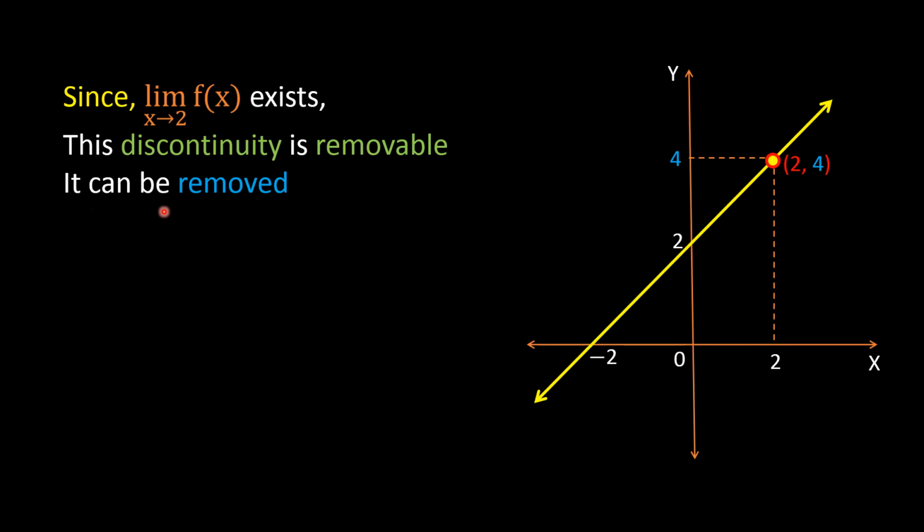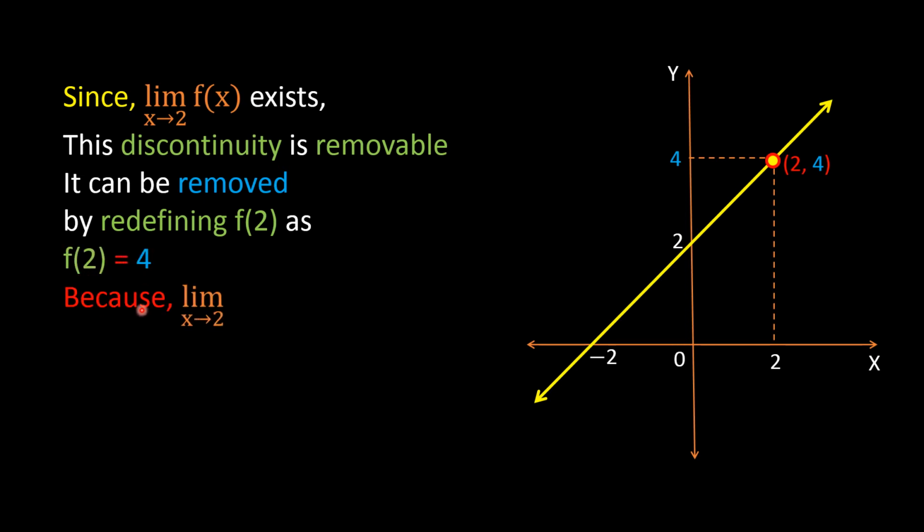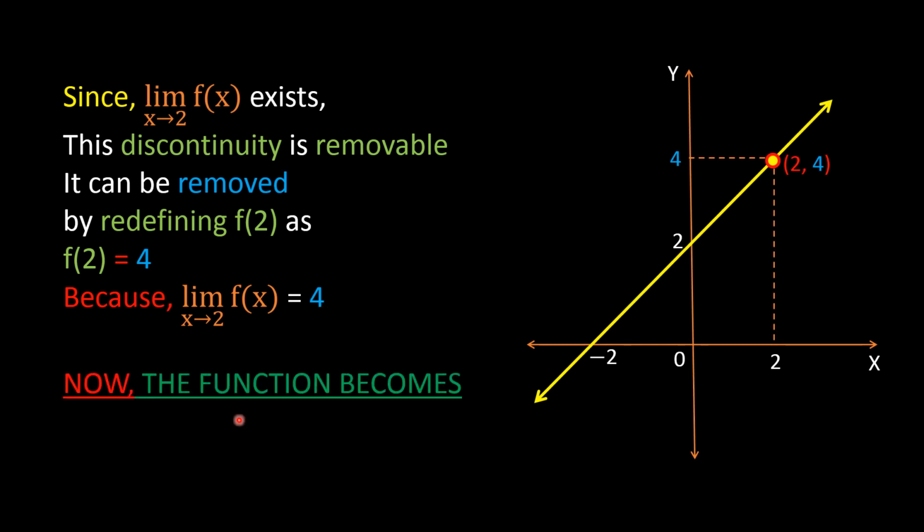We can remove the discontinuity by redefining f of 2 as f of 2 equals 4, because the limit of f(x) as x approaches 2 is 4. Now the function becomes continuous at x equals 2, because the point (2, 4) lies on the graph of the function. So the discontinuity has been removed now.